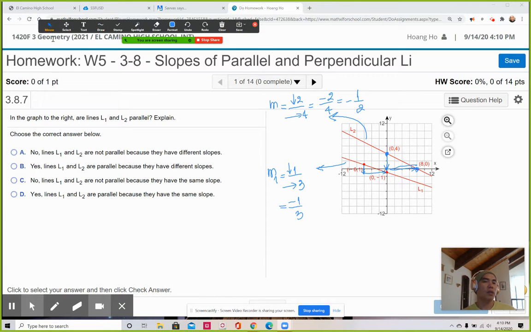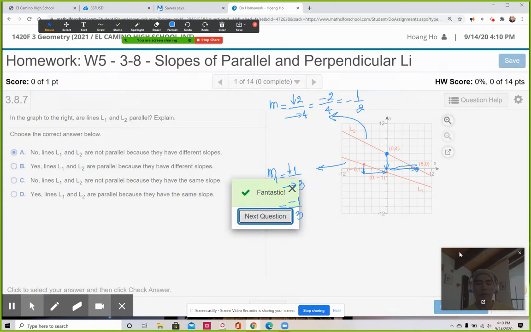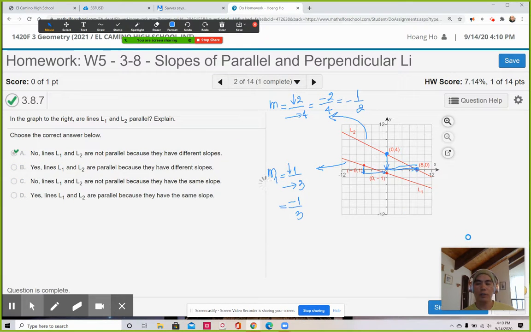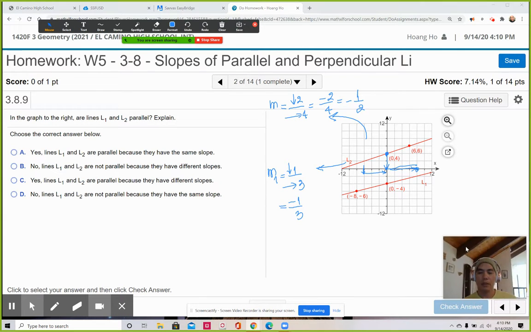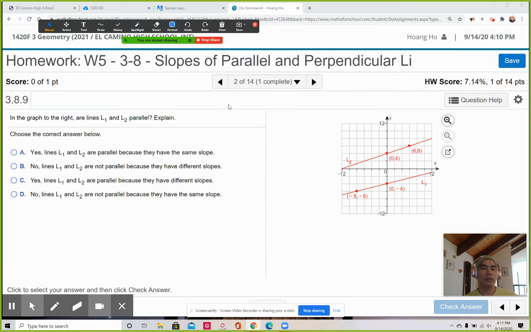So the answer should be no, they are not parallel because they have different slopes. So I will submit my answer and then move on to the next question. Move this one up a little bit. Okay. Now go to question number 2.